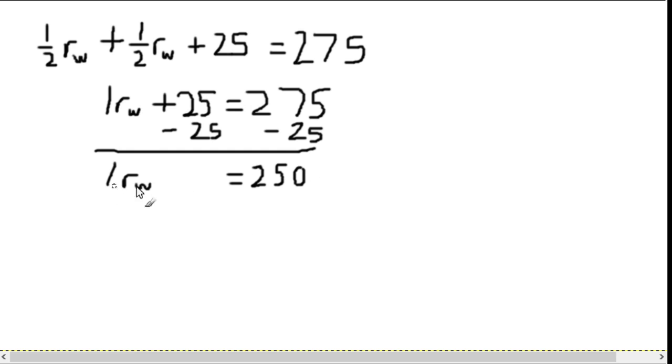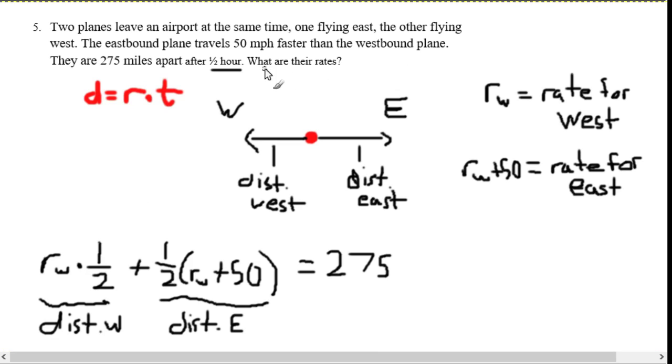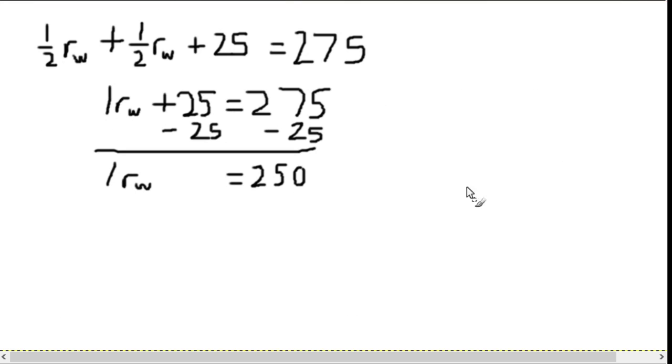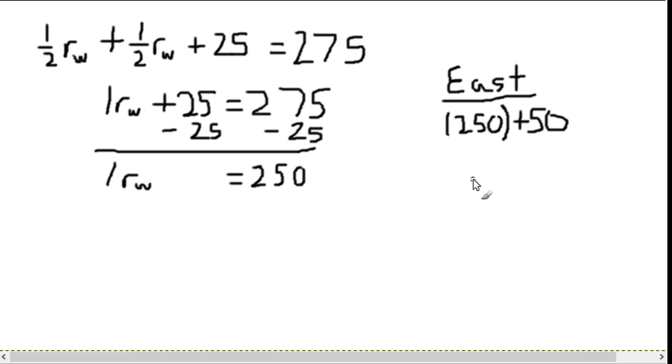So once again, we need to realize what is my answer here. RW is 250, so if I scroll back up, the question is what are their rates? So we want both. RW is the rate for the westbound plane, so the eastbound plane is RW plus 50. So I'm going to take 250 plus 50. And again, I just put the parentheses in here just so I know that's what I plugged in. You don't necessarily need the parentheses there in this case. So this is my east calculation, and that gives me 300.